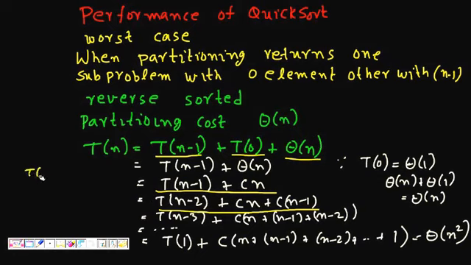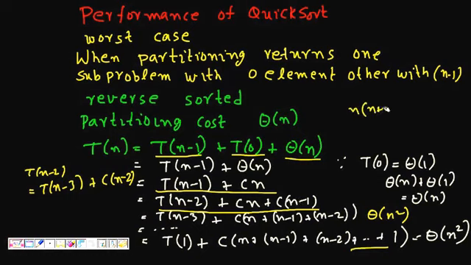Now T(n-2) can be written as T(n-3) plus c(n-2). Okay, so this way if we keep on writing, we see that it will become theta of n squared, because of 1 plus 2 plus 3 till n. So the sum of the first n natural numbers is n(n+1)/2. This is theta of n squared. Okay, so that's why in the worst case it is theta of n squared.